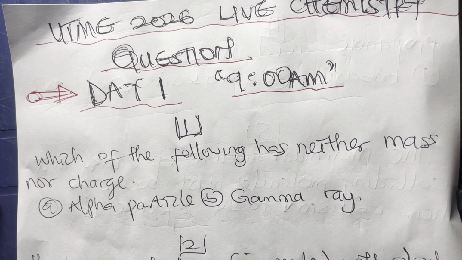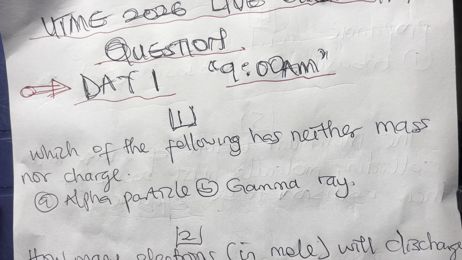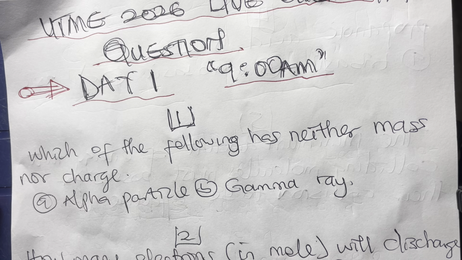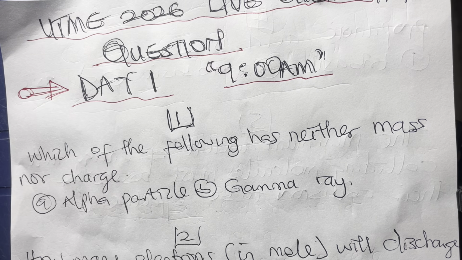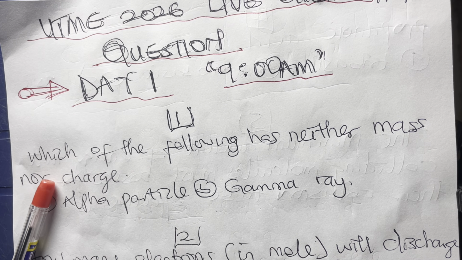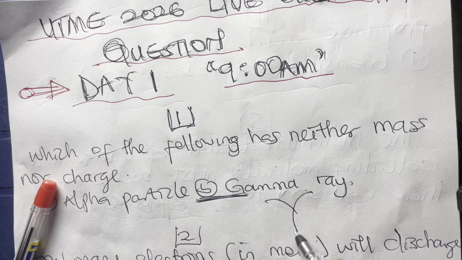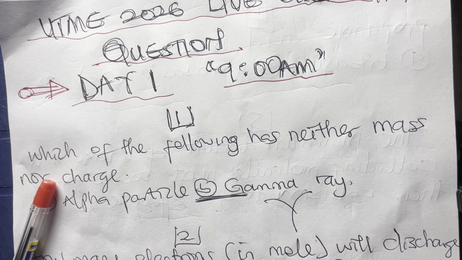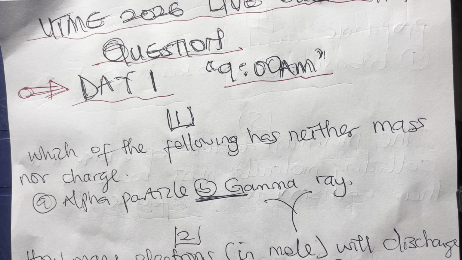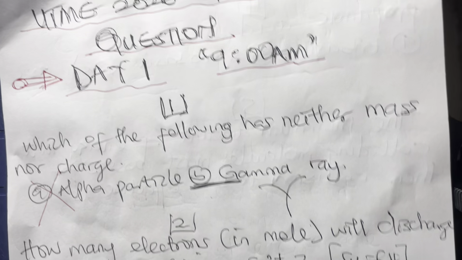So what they remembered was, number one: which of the following has neither mass nor charge? It does not have mass, neither does it have charge. The student was able to remember just two options, and the correct answer here is gamma ray. Gamma rays do not have charges, neither do they have any mass. So is it alpha particle? No, take note of that.